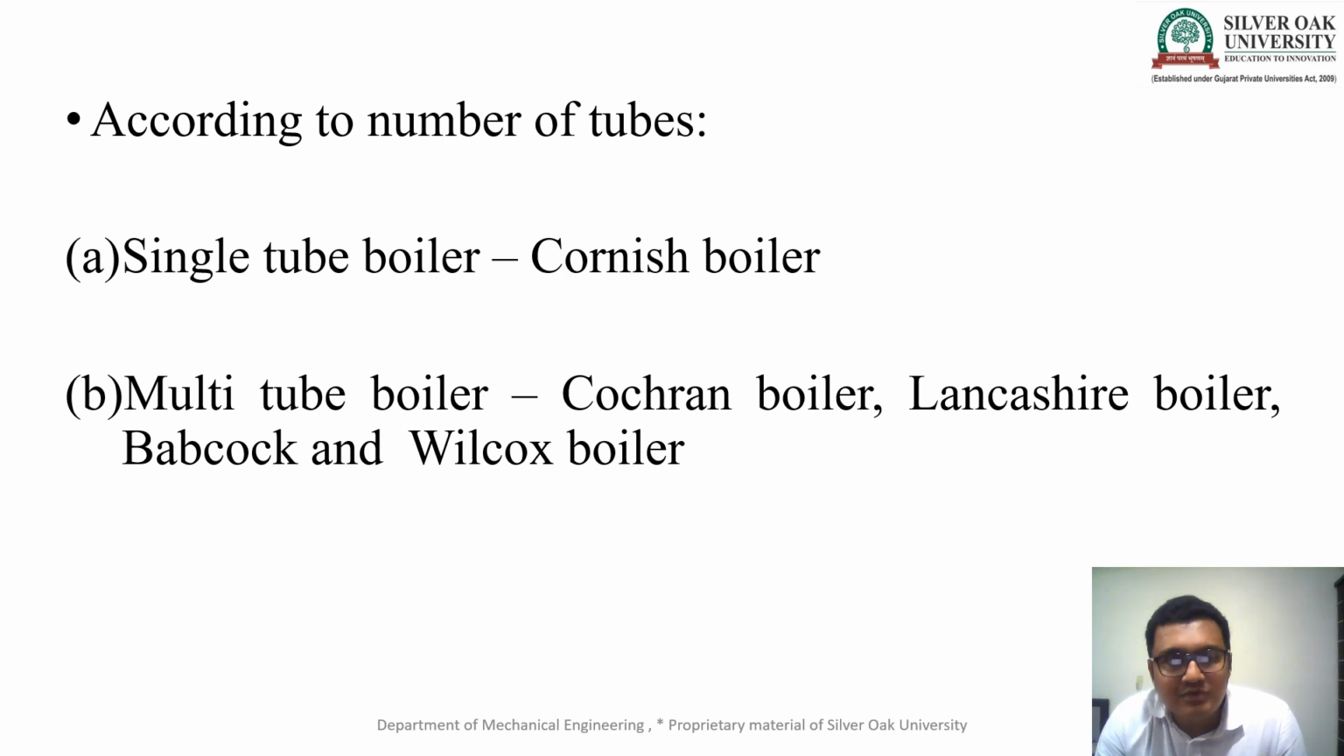So the Cornish boiler is a single tube boiler, and multi-tube boilers are the Cochran boiler, or we can say the Lancashire boiler, or the Babcock-Wilcox boiler. All three boilers are multi-tube boilers. So according to the number of tubes, there are two types: single tube boiler and multi-tube boiler. Single tube boiler is the Cornish boiler, and multi-tube boilers are the Cochran boiler, Lancashire boiler, and Babcock-Wilcox boiler.